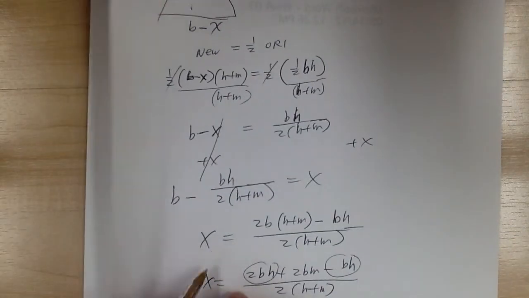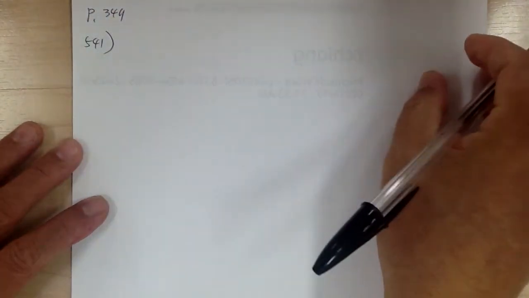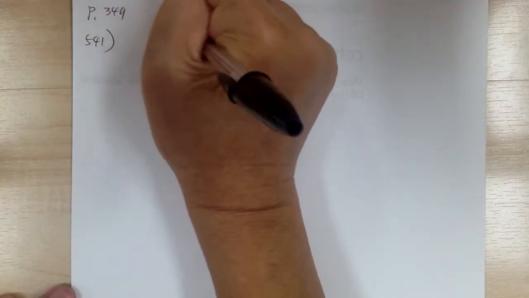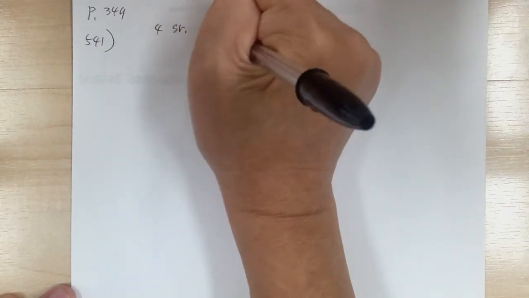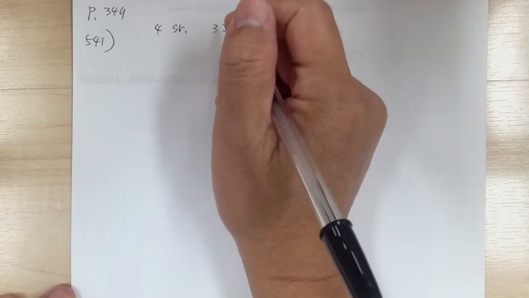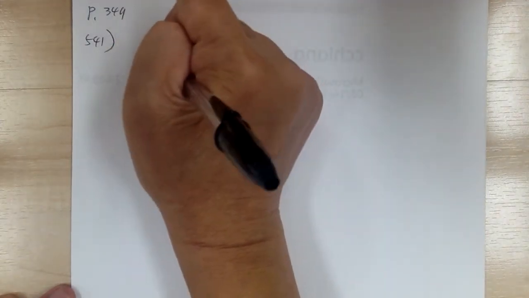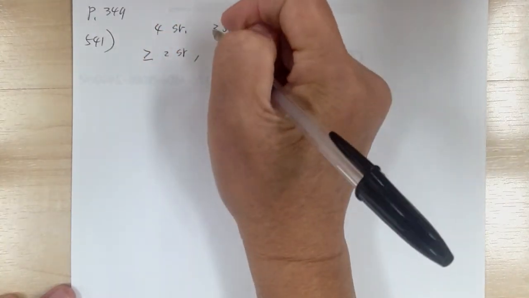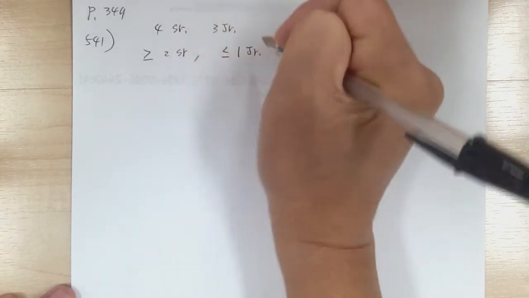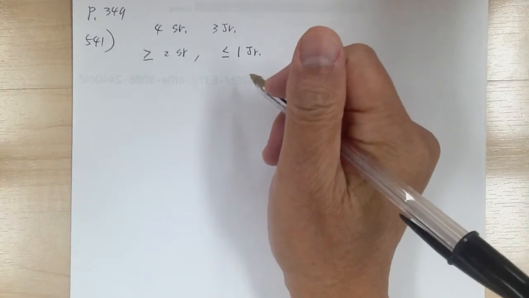Okay, let's go to the next one, 541. Okay, a company with 4 senior partners, so 4 seniors and 3 juniors. And they want to form a committee that has at least 2 seniors, so greater than or equal to 2 seniors. And at most means it has to be less than or equal to 1 junior. So how many ways can you do this?